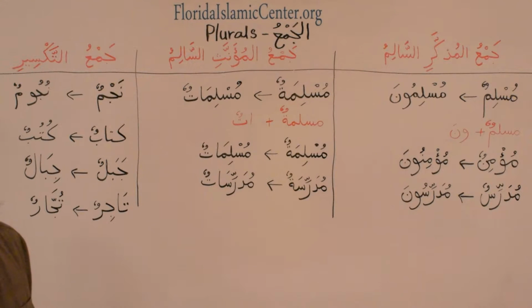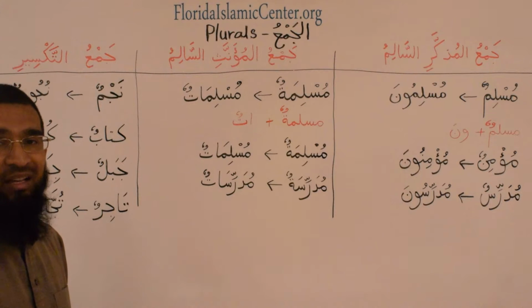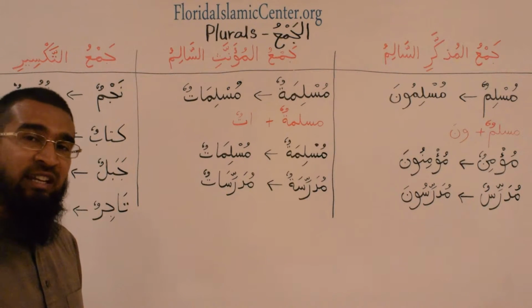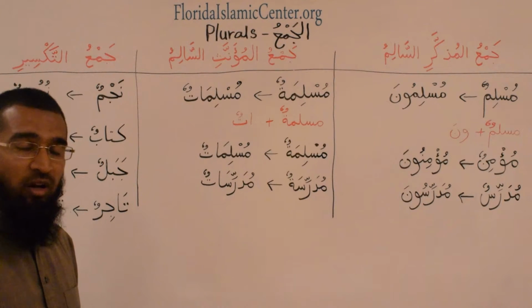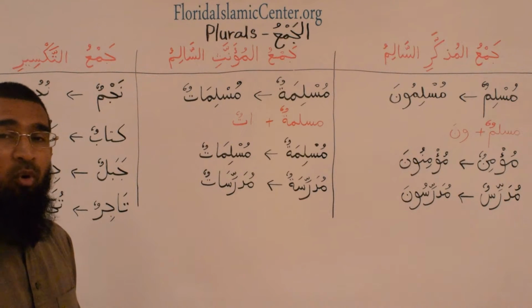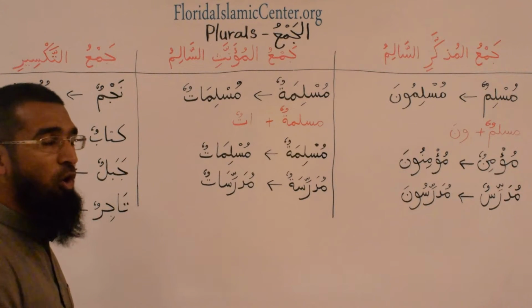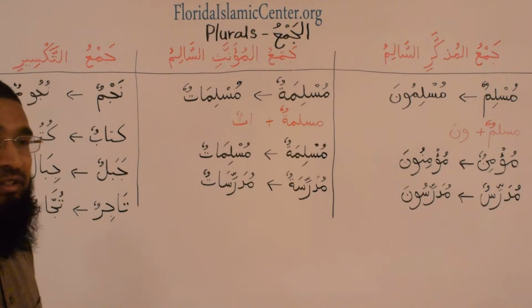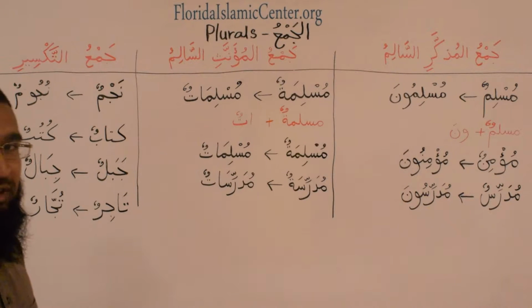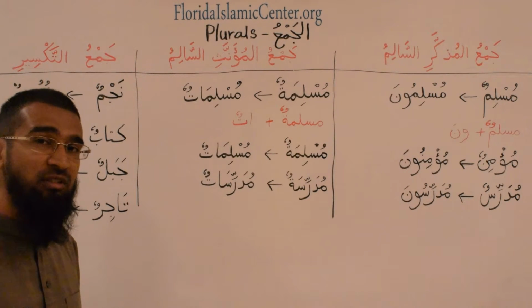So al-jam', the plurals. Something is considered to be jam' or plural if it is three or more, not two. So there's the singular, which is one, there's the dual, which is two, and three or more is considered the plural in the Arabic language, al-jam'. And basically there are three types of plurals, or you can categorize it into two types. If we say there are two types, it would be broken plurals and sound plurals.